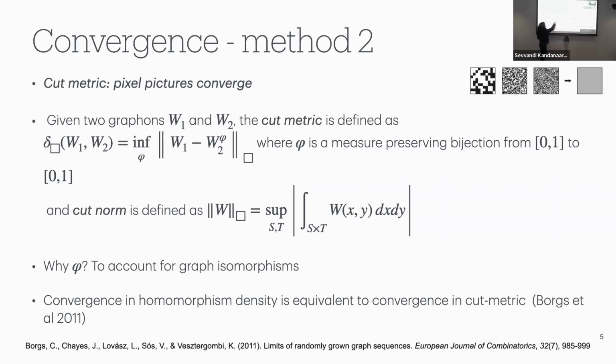This phi here is there because with these graphs, you can permute the nodes and have a different graph. But you want to see, over all the phi, whether these two graphs are the same. So that's accounting for these graph isomorphisms. That is why you take the infimum over all phi, where phi is this bijection.